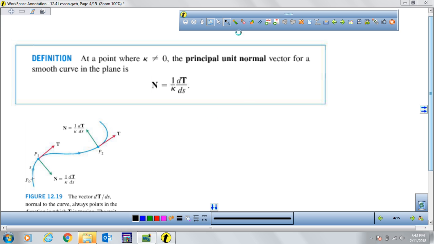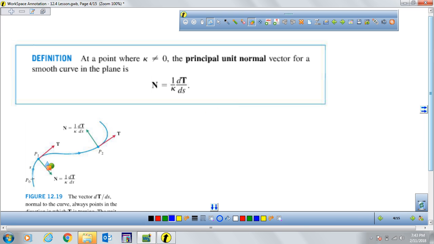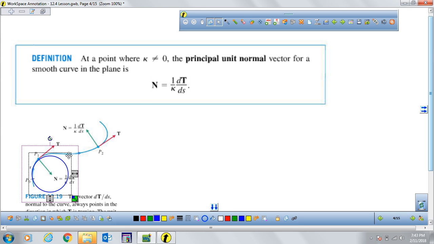And what is this vector going to be helpful for? It's going to help us do one very important application of this section, which is finding the circle of curvature along a given curve. Okay, what does it mean by the circle of curvature? Let me just give you an example right here.